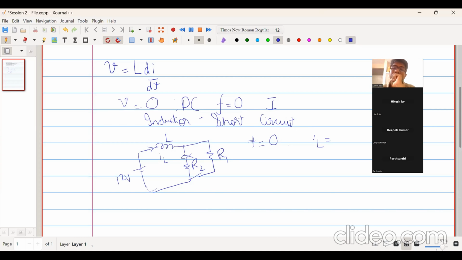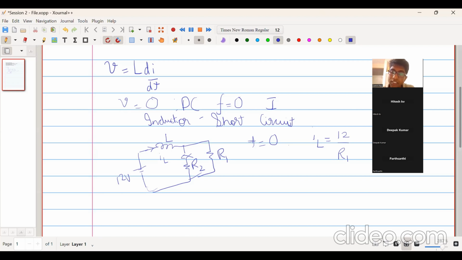It will be 12 by R1. So before the switch is closed, the inductor current is 12 by R1.